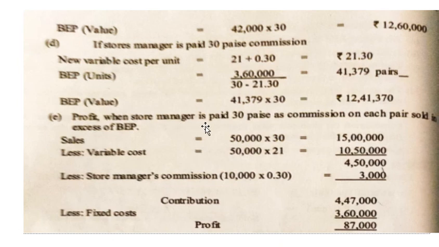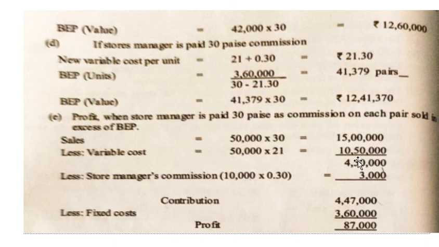So here, profit when the store manager is paid 30 paise as commission on each pair sold in excess of break-even point. The sales units they have given us is 50,000. They have asked us to calculate profit when commission is there, when the sales is 50,000. So sales is equal to 50,000 into the selling price per unit, which is 30. So 50,000 into 30 will give us 15 lakh. Then minus variable cost, so 50,000 into 21. The original data variable cost is 21 rupees, so 50,000 into 21 gives us 10 lakh 50,000.